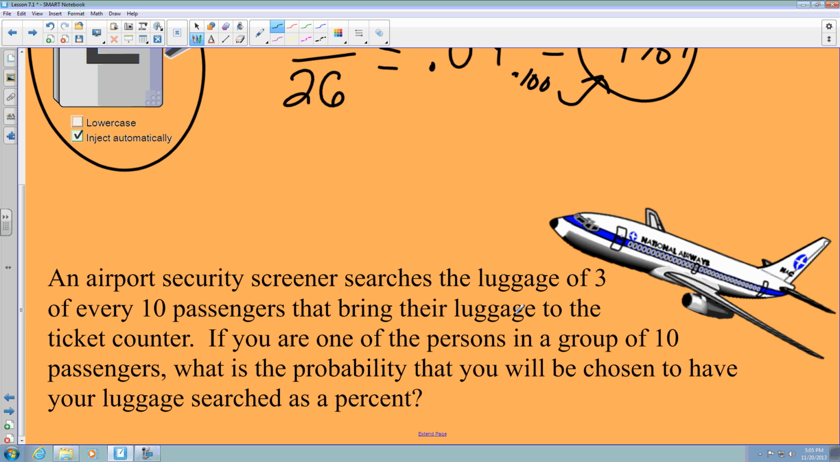So they're telling you that in 10 passengers, 3 of you will be searched. That means I have a 3 out of 10 chance of getting searched. If I were to write that as a decimal, 3 divided by 10 would be 0.3. And then if I wanted to make that into a percent, I'd multiply 0.3 by 100, which would be 30%. So I'd have a 30% chance of being searched from these 10 passengers. Okay?